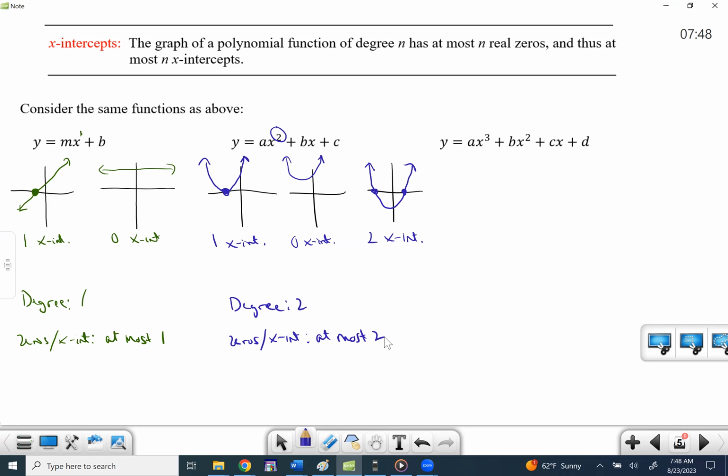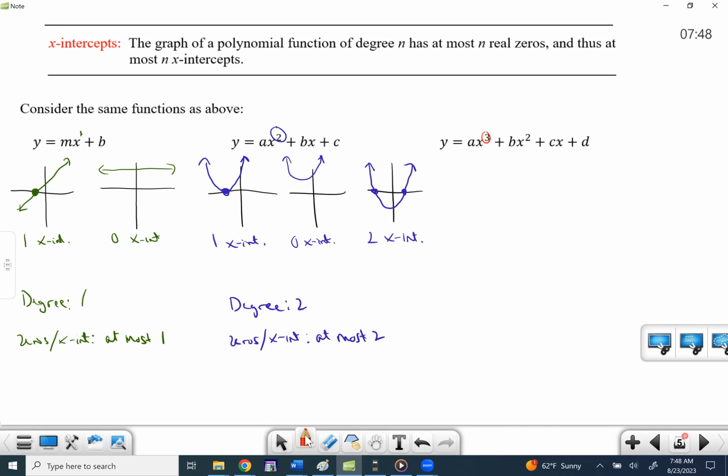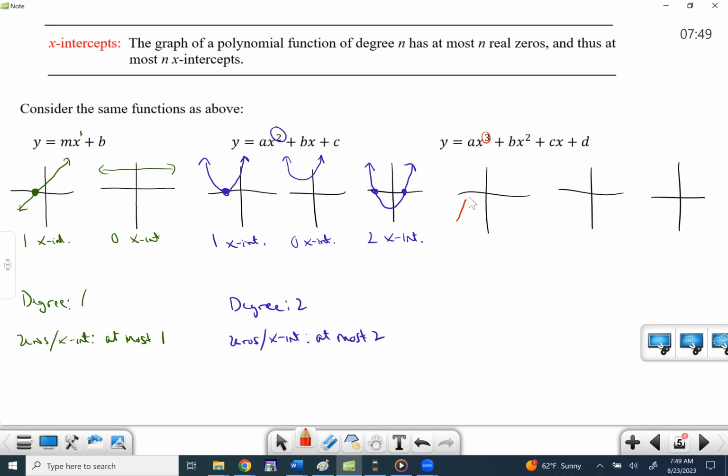I don't have to have 2, but at most 2. All right, and our last example that we're going to look at is a cubic. So cubic, let's see what that looks like. I'm going to do 3 graphs for this one as well. Okay. All right. So if we draw some cubics, cubics often look like this. Okay. And this graph right here would have 1, 2, 3 x-intercepts.